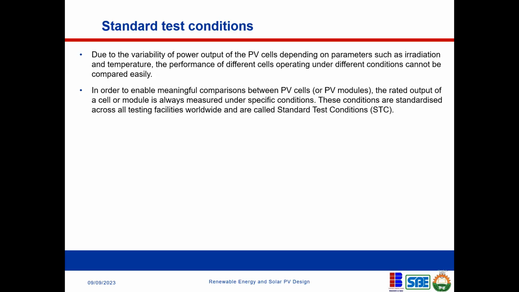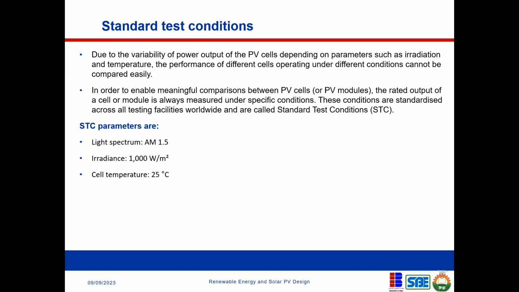So the rated output of a cell or module is always measured under specific conditions. These conditions are standardized across all testing facilities worldwide and are called standard test conditions. Now, these are the conditions. These are standard test condition parameters. One of them is light spectrum, or AM, under 1.5. Then you have irradiance. The emphasis for us here is more on the irradiance and the cell temperature.